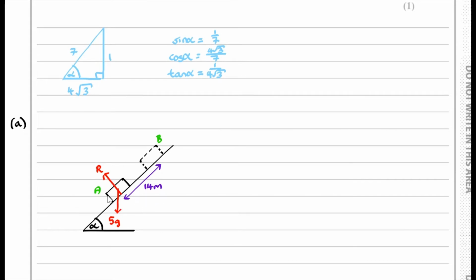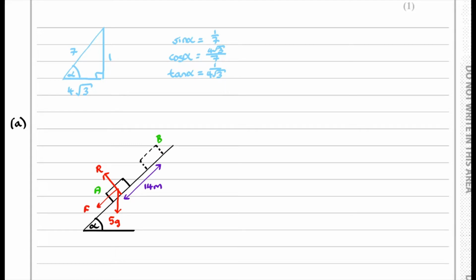If we draw a quick diagram to illustrate this situation, we've got this situation over here. The particle starts at A, it finishes at B. The distance between A and B is 14 meters. Of course, we've got the weight acting on the particle, that's 5g. We've also got the reaction force. And don't forget, this slope is rough, so we've also got a frictional force, which we also need to include over here. This frictional force is given by F.